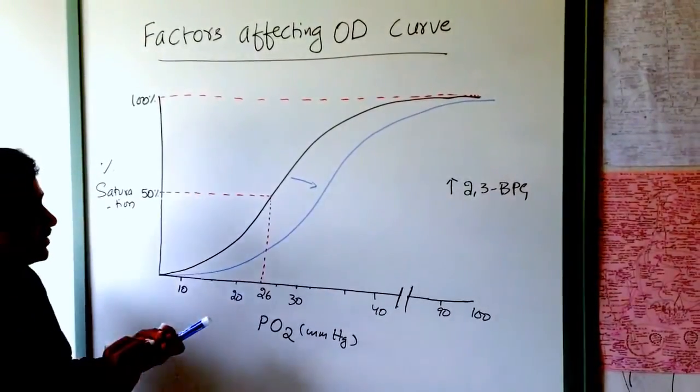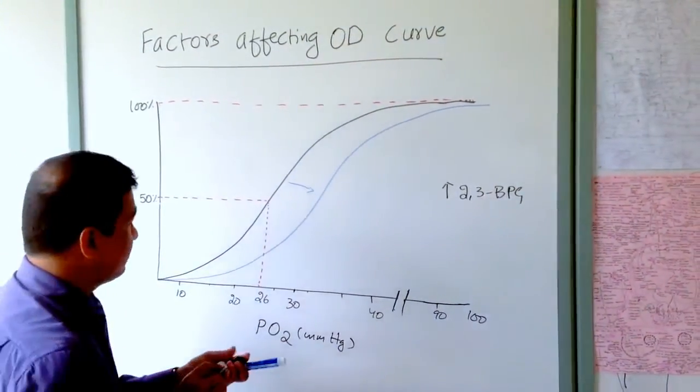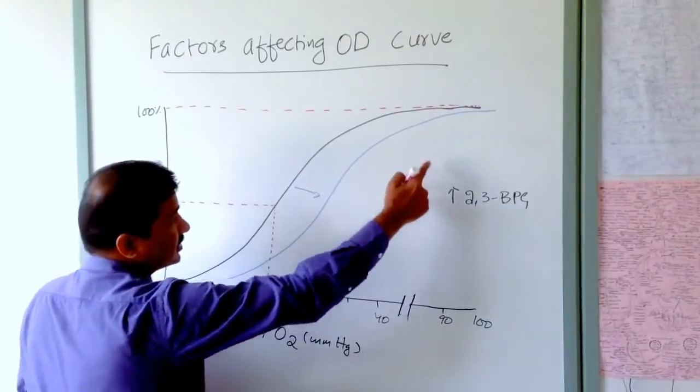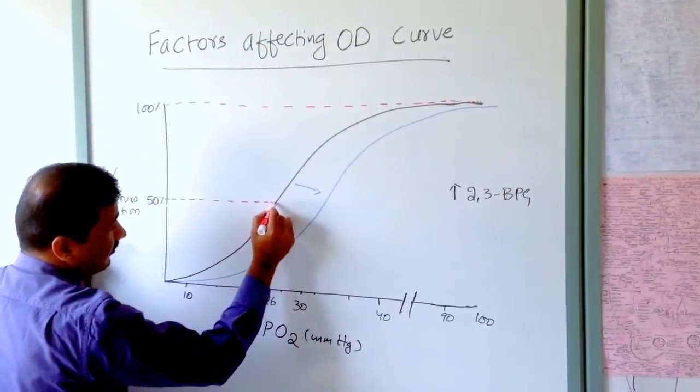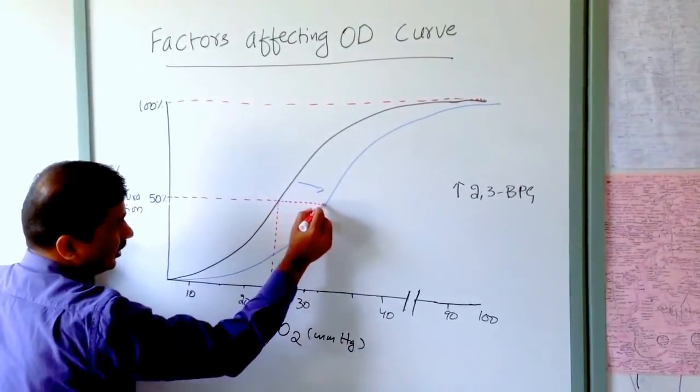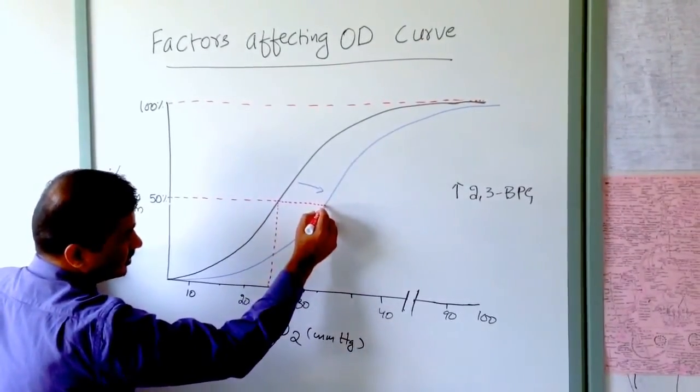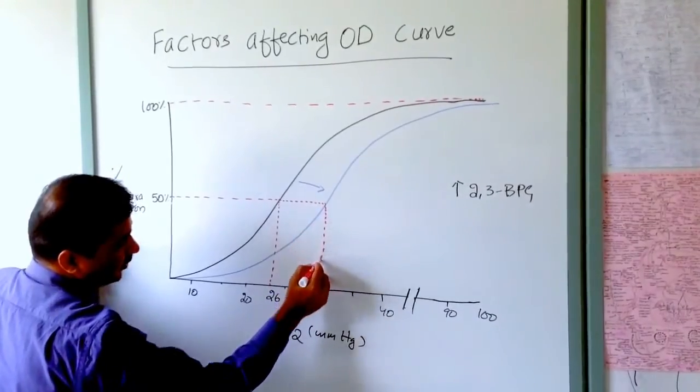Now let's see what happens in the presence of increased 2,3 BPG. In increased 2,3 BPG, although it reaches the same 100% saturation, look at the P50. P50 is now, I am going to elongate this, the curve that is shifted towards the right side and right down here.